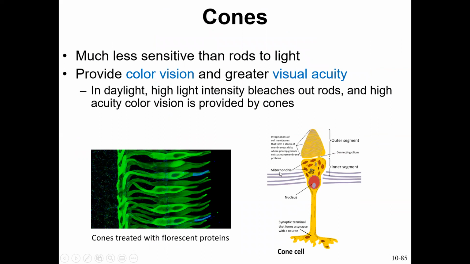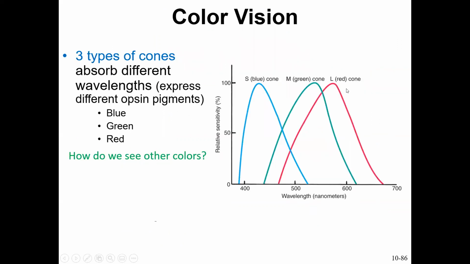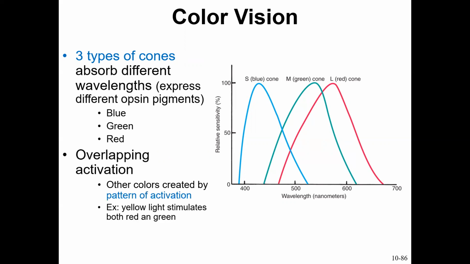Okay, let's talk a little bit about cones. Rods are good for sensitivity. Cones are good for color vision and visual acuity. Let's look at color vision. Now we have three different types of cones. We have one that responds to blue wavelengths, one that responds to green wavelengths, and one that responds to red. But we see a whole spectrum of colors. How do we see a whole spectrum of colors if we only have three different receptors? It has to do with the same thing we already saw with smell, a pattern of activation.